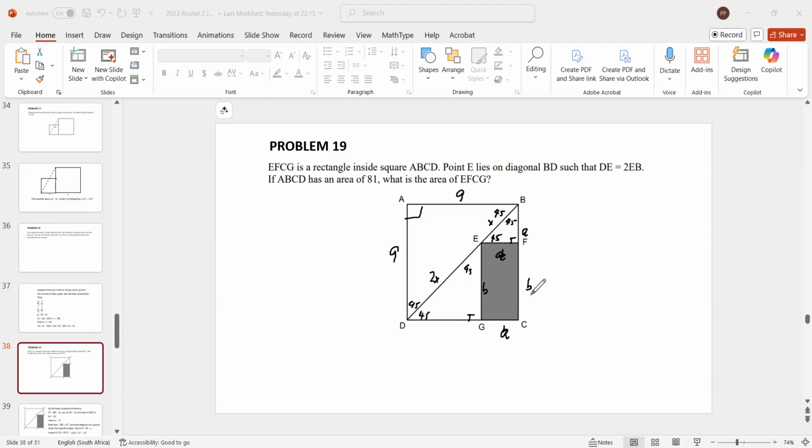Right? And this is B here because this is also an isosceles triangle. So you see that A plus B is 9. When you add these two, you're going to get 9. Right? And the area of the square EFCH is AB. We are looking for what is AB.